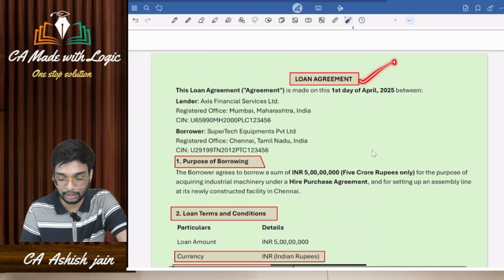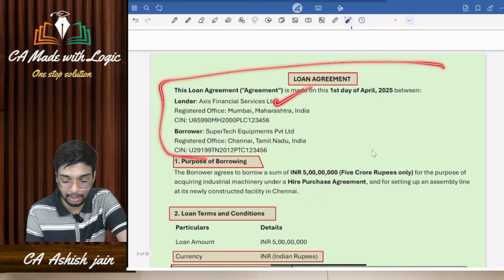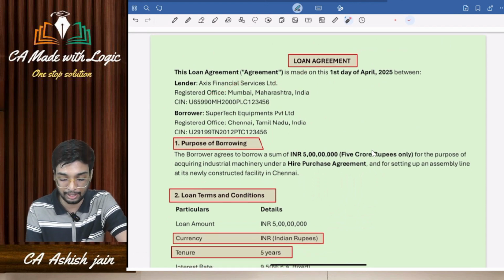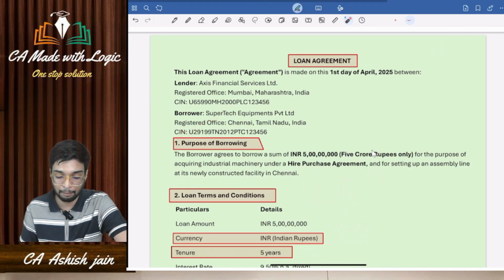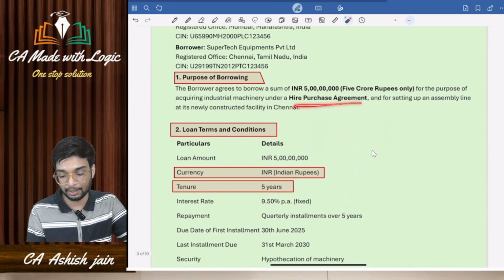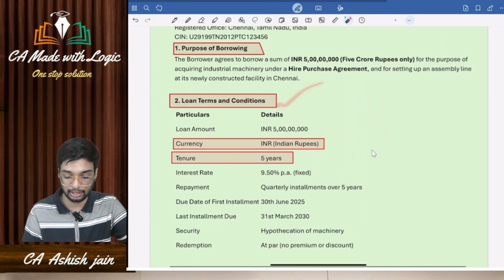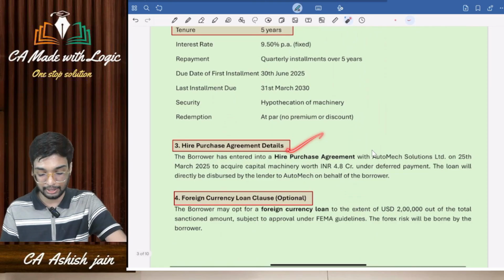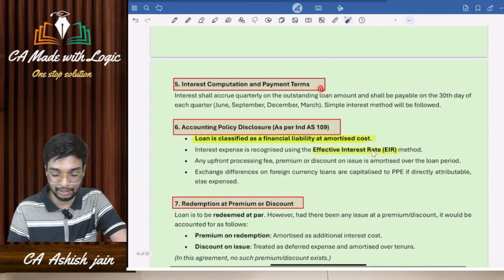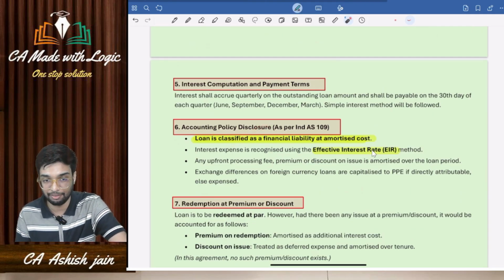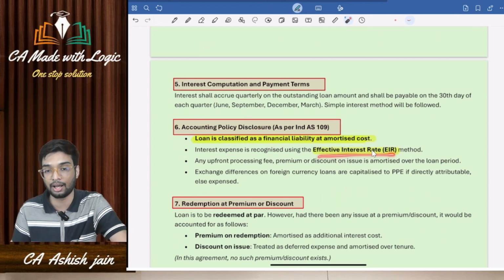You can see this is a loan agreement. The lender name is there, the borrower name is there, the registered office is written here, and the CIN number, the corporate identity number, is there. What is the purpose of borrowing? 5 crore rupees, hire purchase agreement. Then what are the terms and conditions of the loan? The loan is given at rupees, and what is the tenure? Hire purchase agreement detail, foreign currency loan. So all these things: interest, what is the interest computation, when interest has to be paid, what is the accounting policy? The loan is classified as a financial liability at amortized cost, and the EIR method will be used.